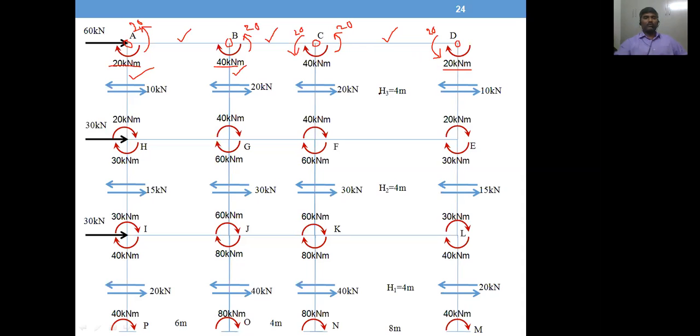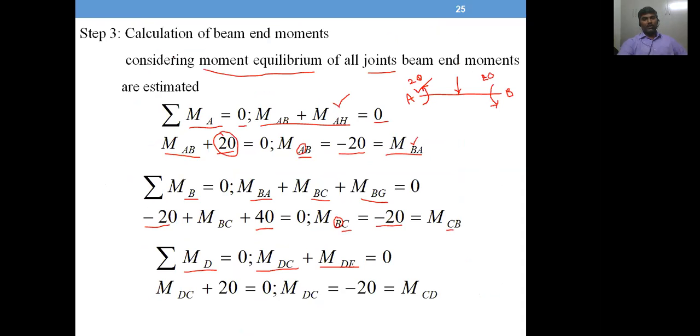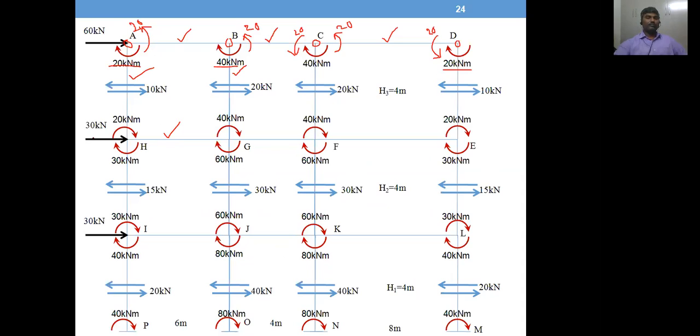Okay, so beam HG, beam GF, and beam FE. Okay, so there are three beams. Let's calculate them. So write the equilibrium equation at the joint H. Okay, let's see joint H.